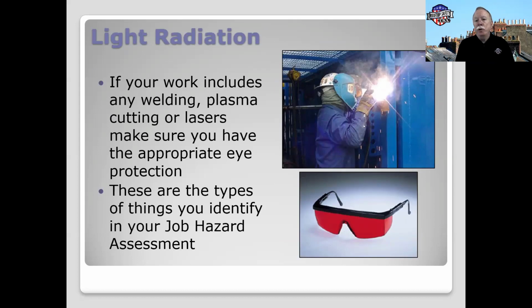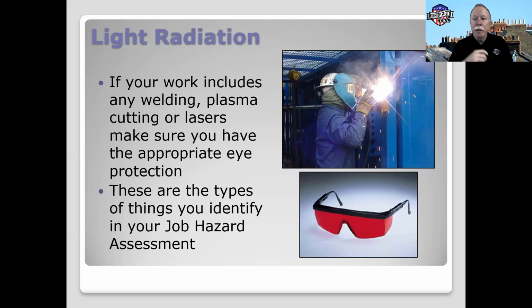Some people are using cutting torches, acetylene. Some folks are using plasma cutters or lasers to cut metal fireboxes. We need to make sure we're properly protected from the effects of the bright light that can be very damaging to your eyes. And these are the types of things that you would identify in your job hazard analysis.